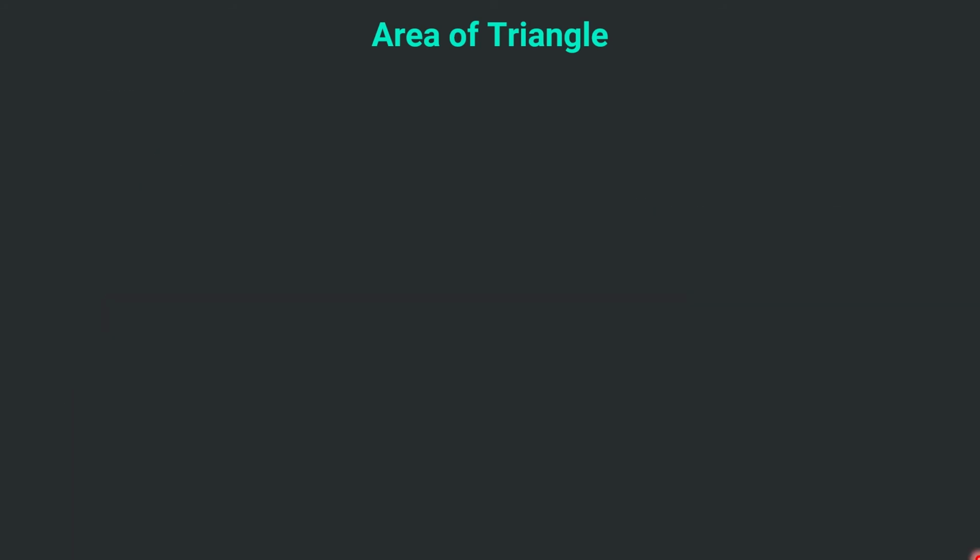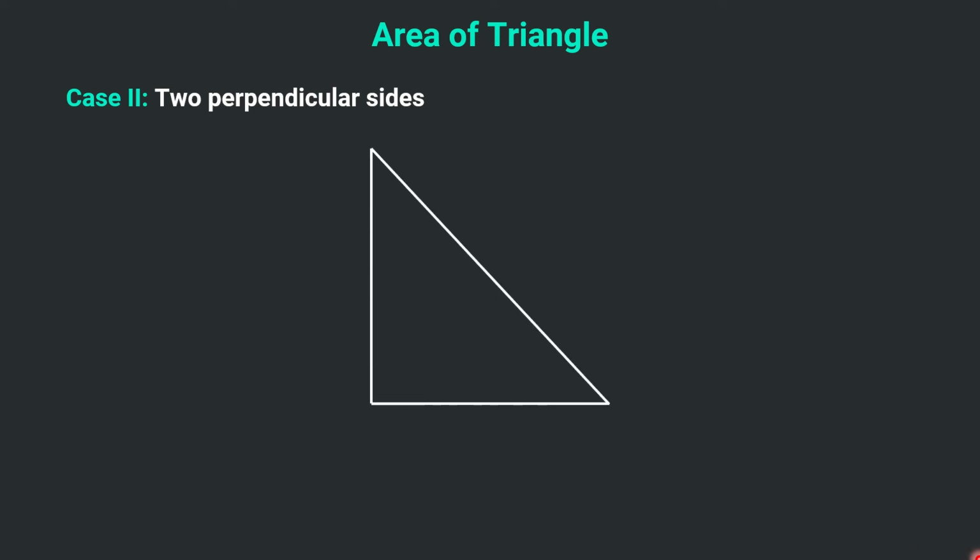Now let's move towards another case. So in our second case, we have two perpendicular sides of a triangle. So for a triangle which has two perpendicular sides, that means a right triangle. So for example, this is a triangle. These two sides are perpendicular to each other and this is side 1, this is side 2. So the area of a triangle is given as half into the product of two perpendicular sides.